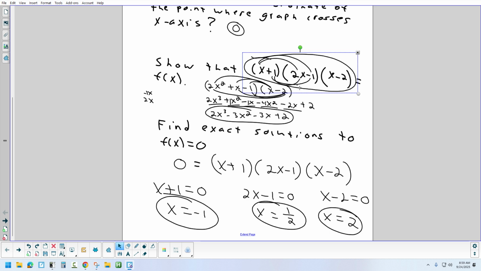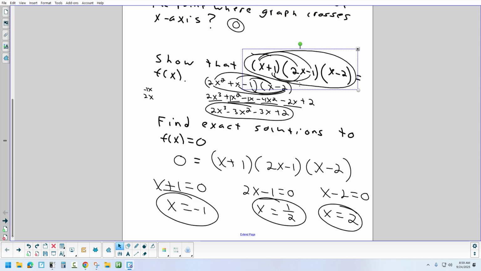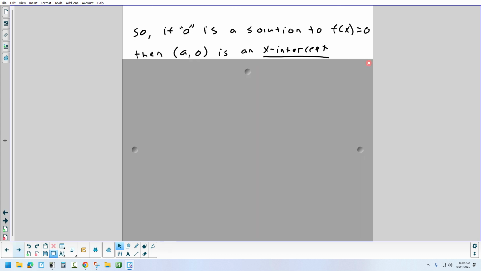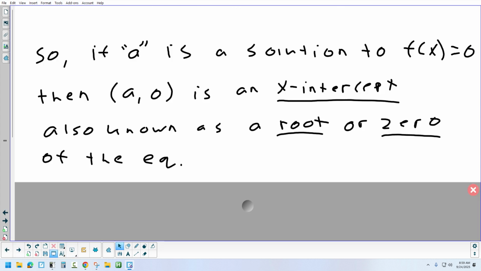So those 3 numbers that we just have, what were they again? -1, 1/2, and 2. Those numbers are called the roots of the equation, or you also could call them the zeros. So this particular problem had 3 of them. If you want to think about them in a more visual kind of way, you could also call them x-intercepts.